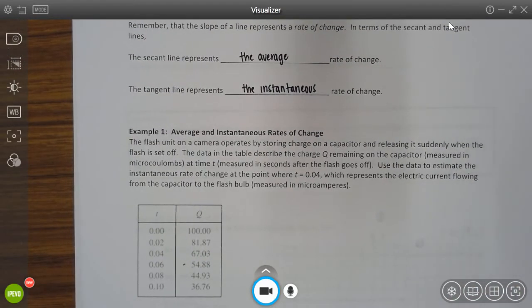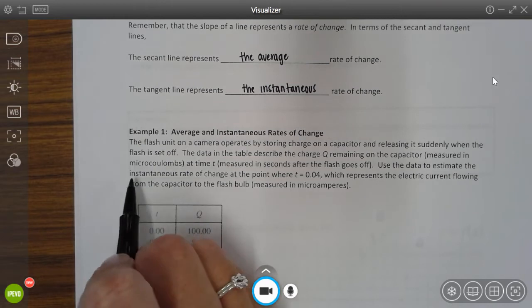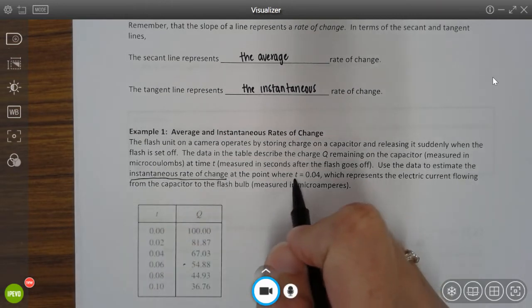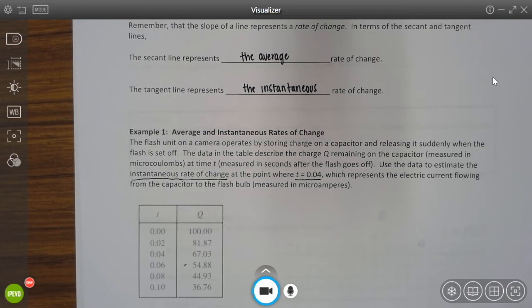So we are told that the flash unit on a camera operates by storing charge on a capacitor and releasing it suddenly when the flash is set off. The data in the table describes the charge Q remaining in the capacitor at time t, and we want to use the data to estimate the instantaneous rate of change at the point where t is equal to 0.04, which represents the electric current flowing from the capacitor to the flash bulb.